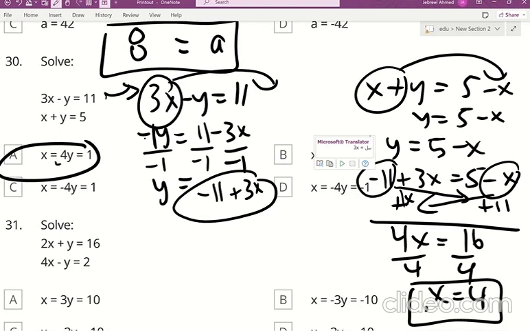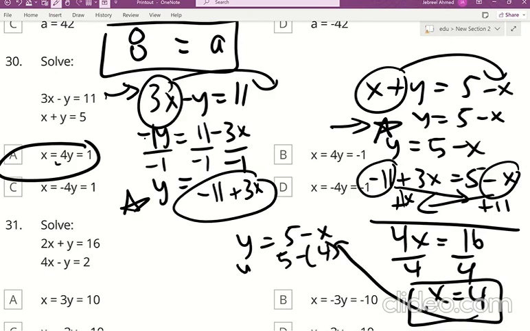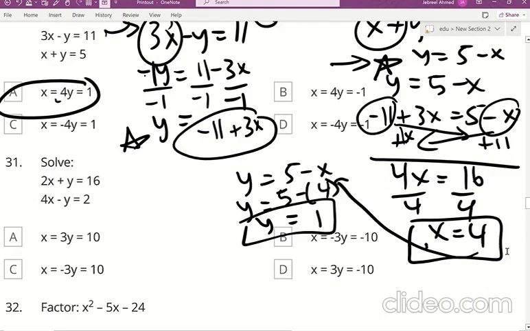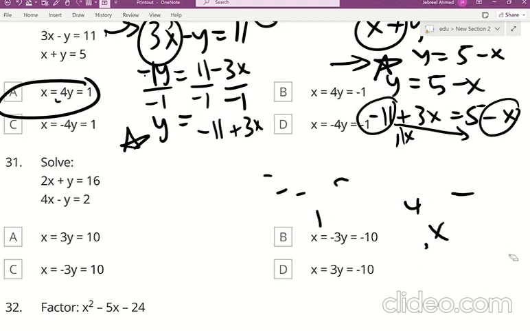Now I want to get my y. I could choose this equation or this equation, it doesn't matter. I'll choose this one because it's easier. y equals 5 minus x. I'll put this x, the 4, over here. So my y equals 5 minus 4 is 1. Just erase this. I'll do the next one quickly.